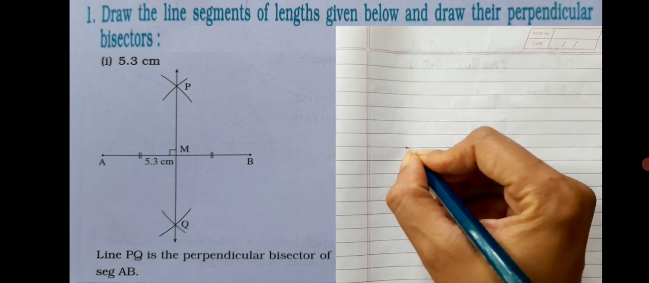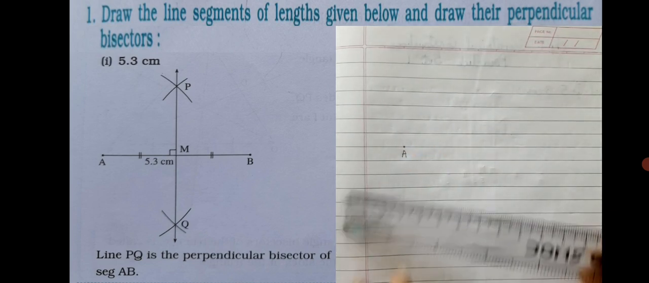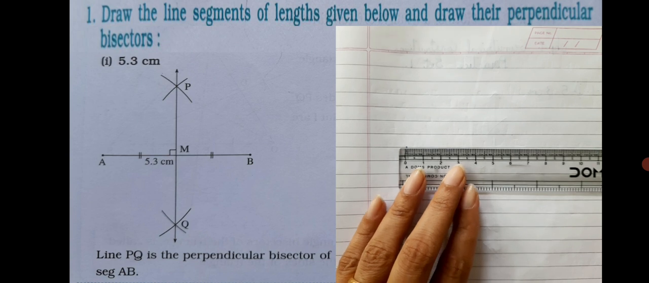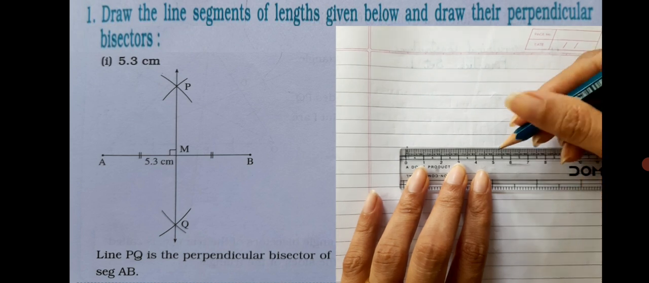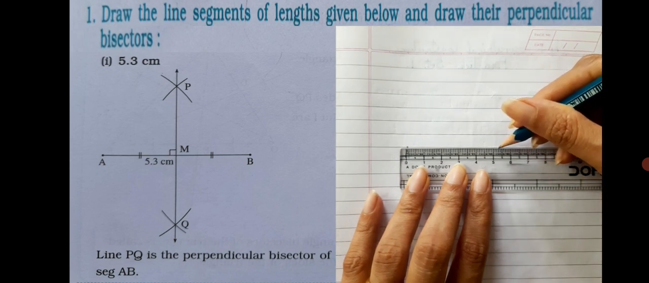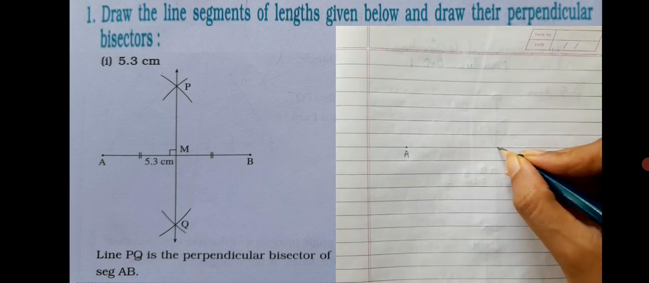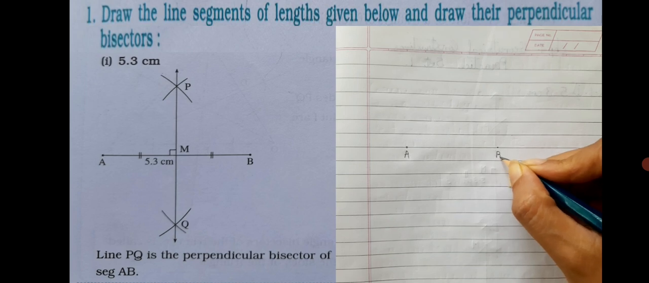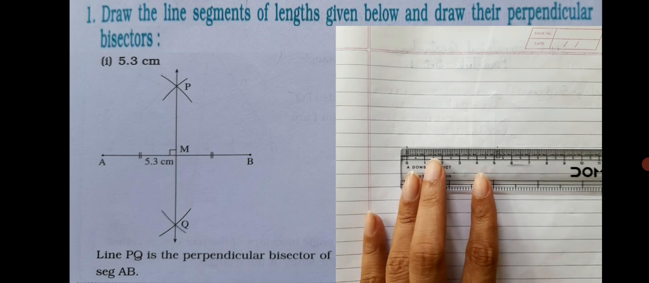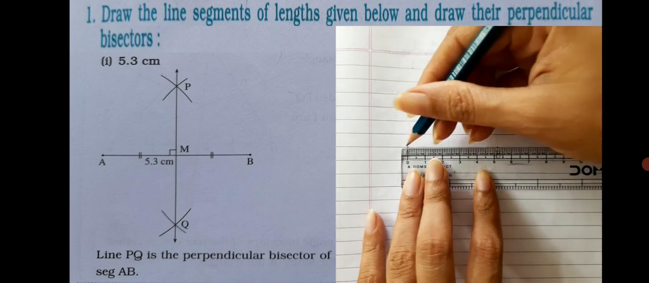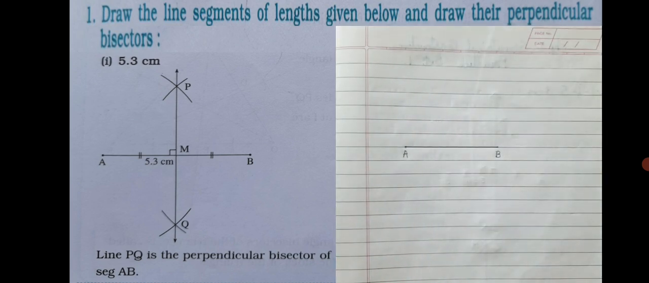So first we will take a point A, and then with the help of a scale we will take point B exactly to the measurement of 5.3 centimeters. So let's count 5.3, mark the point carefully, and then name it point B. Now with the help of a scale, you will join point A to point B, which will be a line segment AB, which measures 5.3 centimeter.